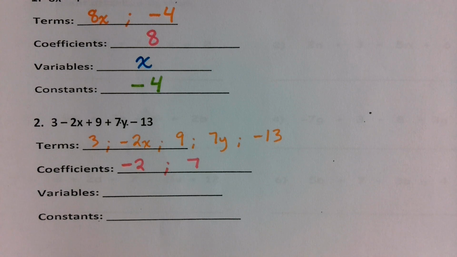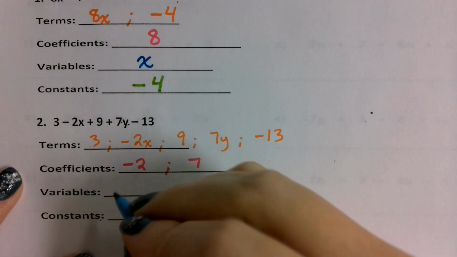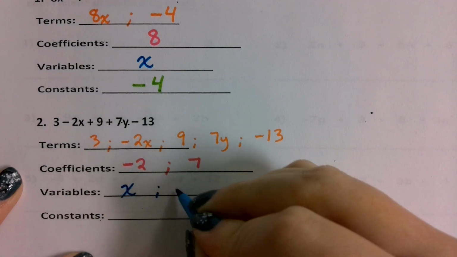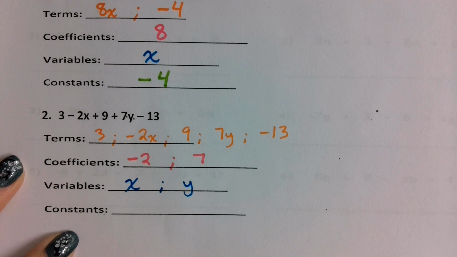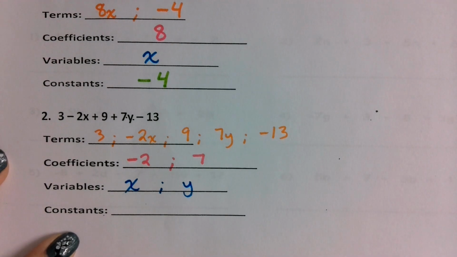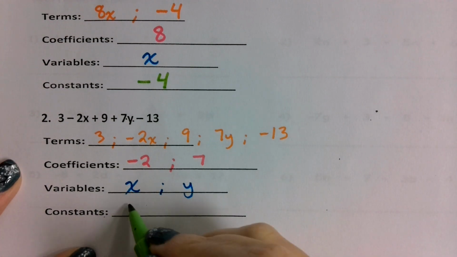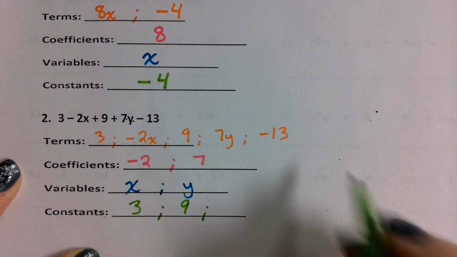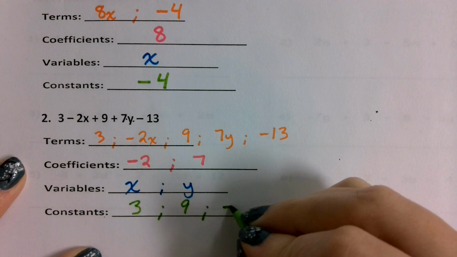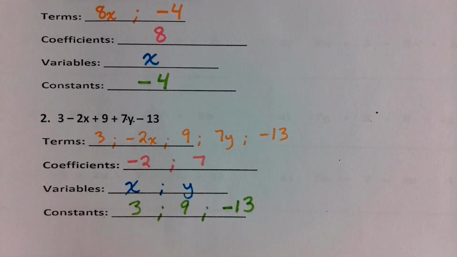Okay? Variables, what are our variables, Montserrat? X and Y. We have both an X and we have a Y. Okay, and then our constants, the values that are constants, Fatima? 3, 9, and 13. Not just 13. Negative 13. Don't forget that negative sign. Okay, 3, 9, and negative 13. Those are going to be our constants.